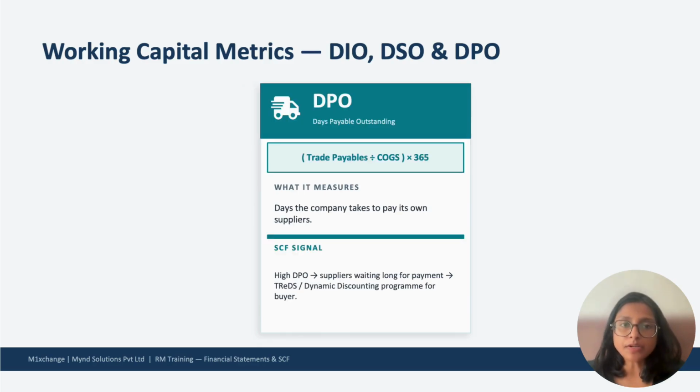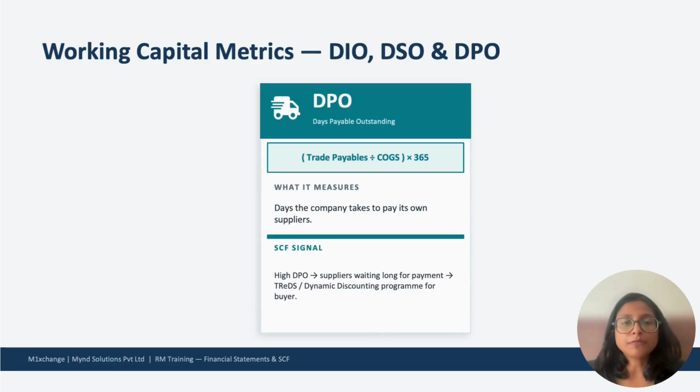Moving to the next key metric, which is your DPO, that is the days payable outstanding. So, what is the formula? Again, it will be your trade payables divided by your cost of goods sold into 365. And what does it measure? It tells me for how many days the company takes to pay its own suppliers.